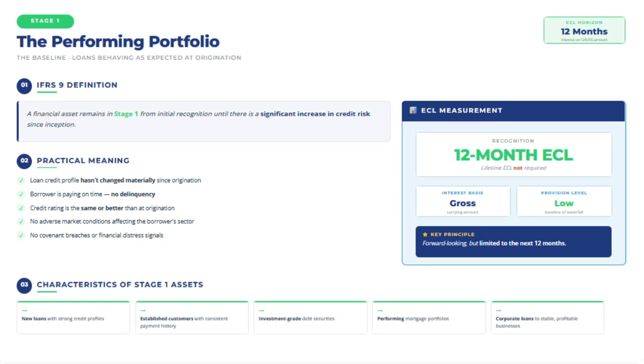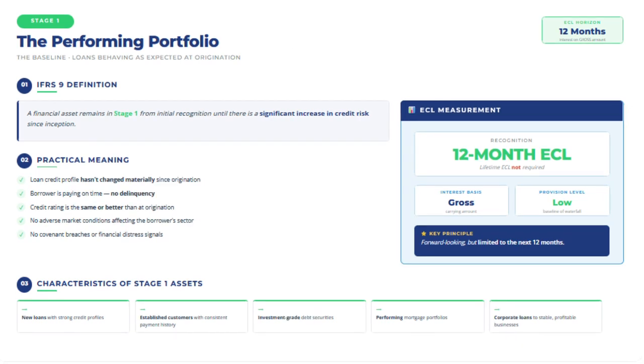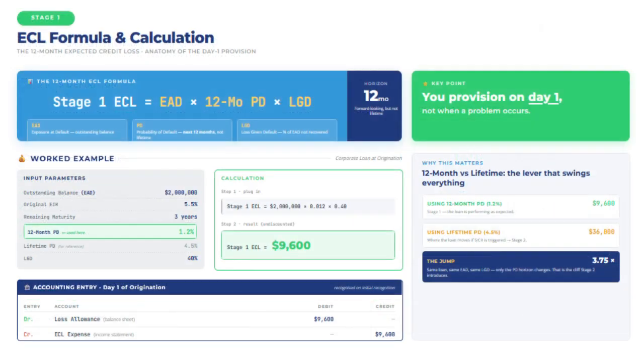So stage 1 typically includes new loans with strong credit profiles, established customers with consistent payment history, investment grade debt securities, performing mortgage portfolios, and corporate loans to stable and profitable businesses. Now we move from theory to actual numbers, and this is where the stage 1 provision comes to life.